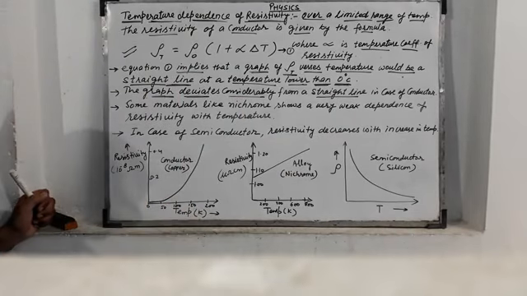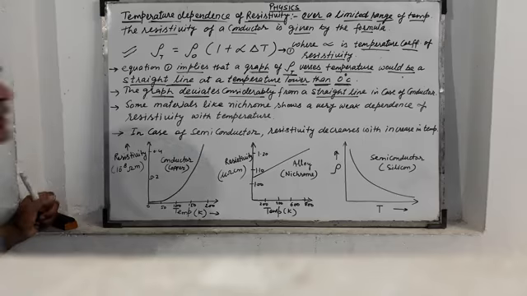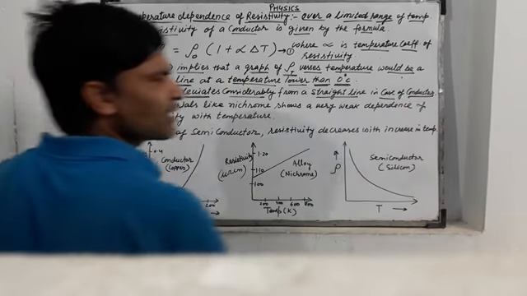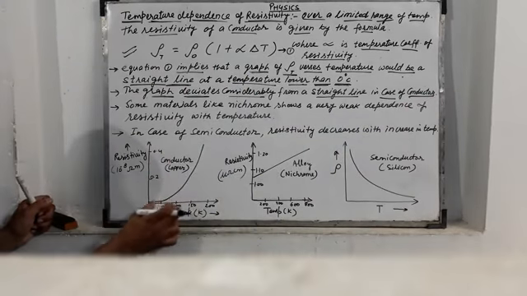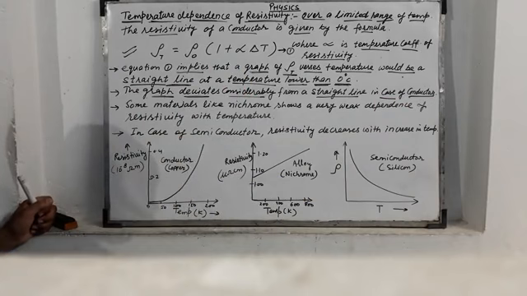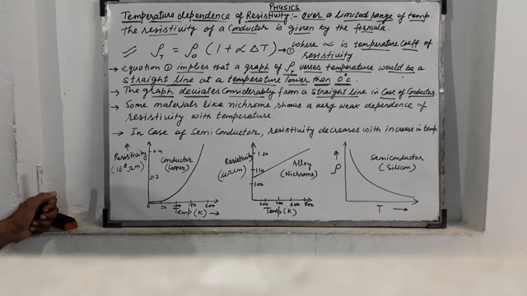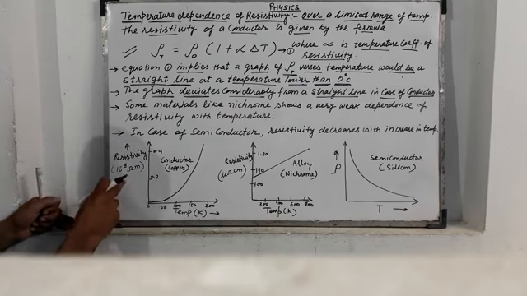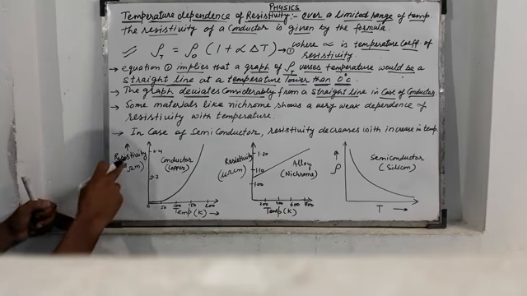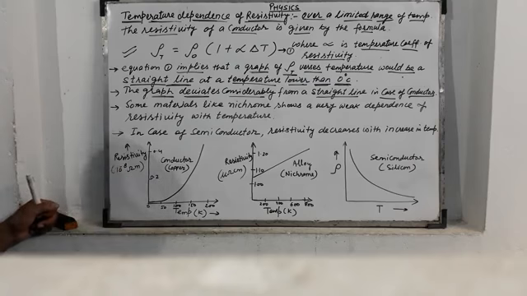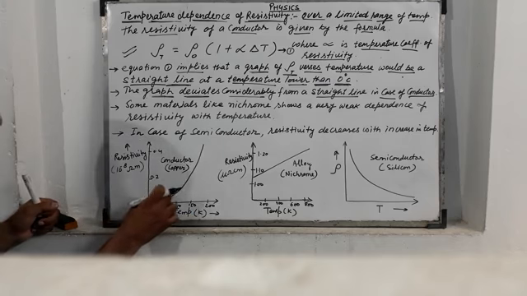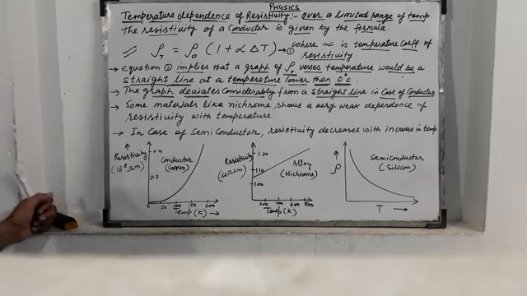You can see this from the graph. This graph is for a conductor, for example copper, with resistivity in 10 to the power minus 8 ohm meter and temperature in Kelvin. You can see that the graph deviates from a straight line.